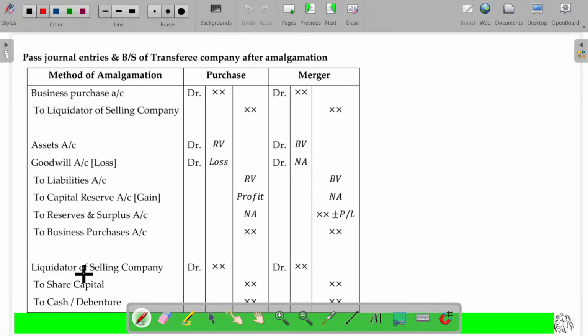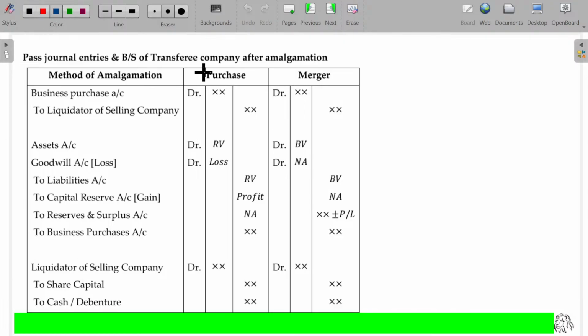Then you have to pass the journal entries in the books of the transferee predominantly after the amalgamation. There are three predominant journal entries. One is all about business purchase. The next one is taking over the assets and liabilities. The third one is settlement to the liquidator. Under the purchase method, we have to record at the realizable value, and the profit or loss will be shown in the goodwill or capital reserve.